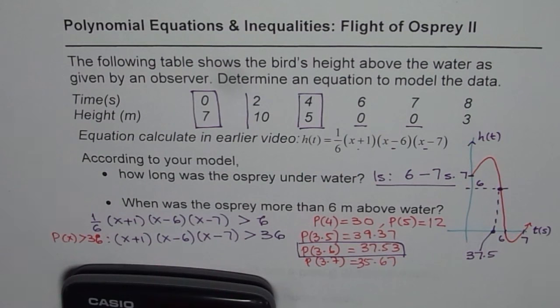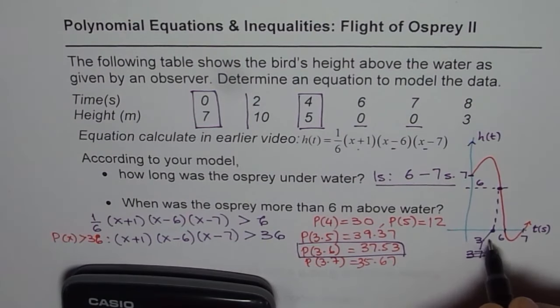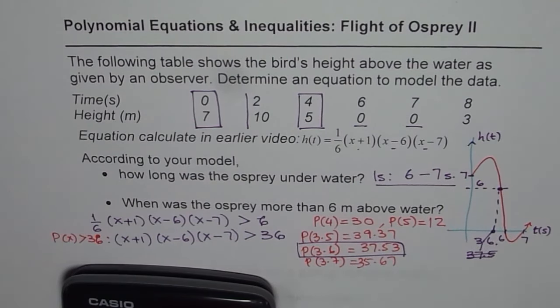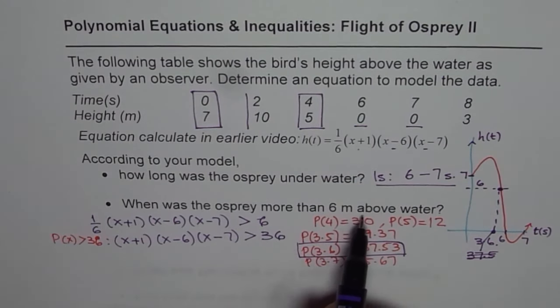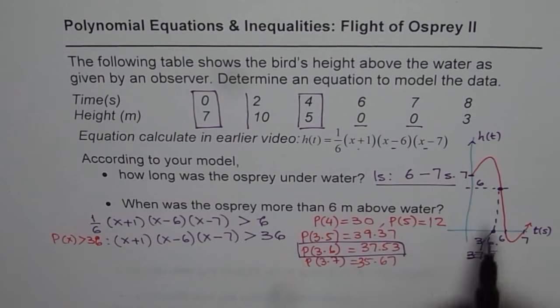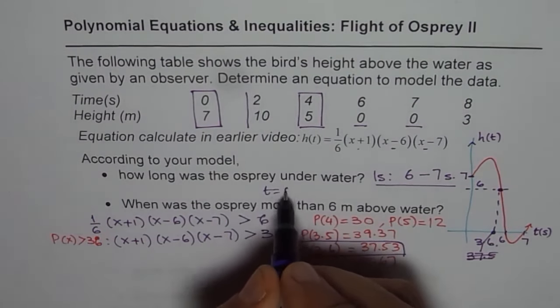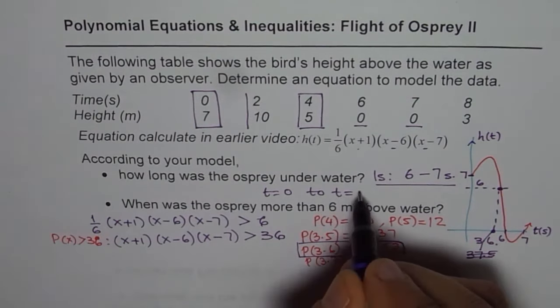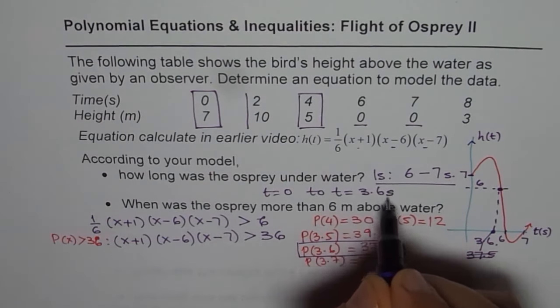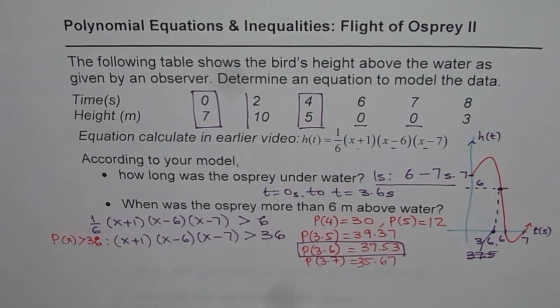So we know that is more than 36, correct? So, sorry, this is the y value, 3.6. So from here, what we see is that the osprey is more than 6 meters above the water from t equals 0 to t equals 3.6 seconds, right? So that is the answer.